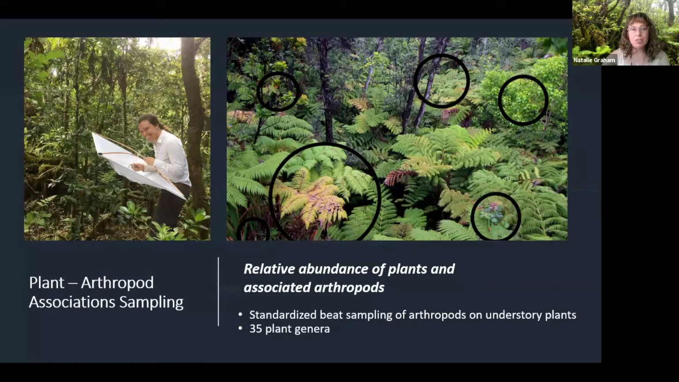Today, the data I'm going to be sharing with you is from the beat sampling method. And I think this is the most exciting method because you are able to capture the relationship of the plants and their arthropod associations. What we did to make this quantitative is that when we went into a site, we looked at how much the relative abundance was of each of the plants, and then we sampled according to that relative abundance. So if there was a whole bunch of this tree fern, then we would sample that in larger proportion.